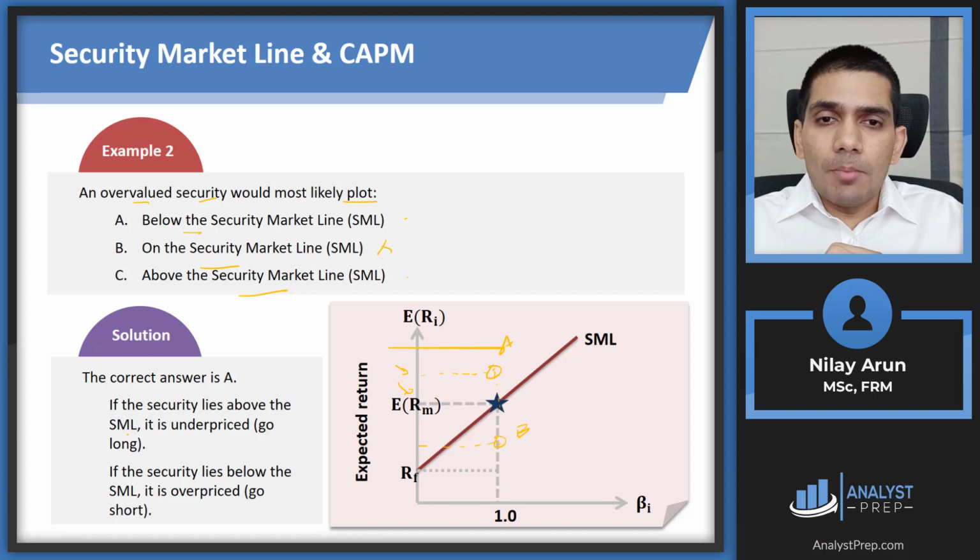If a security lies above the SML, it's underpriced, so you should go long. Remember, whenever something is underpriced, you should be buying it. You should be going long on that. If it lies below the SML, it is overpriced. So you should, if possible, just short it. So that was the evolution starting from the minimum variance frontier right onto the security market line and the CAPM model.